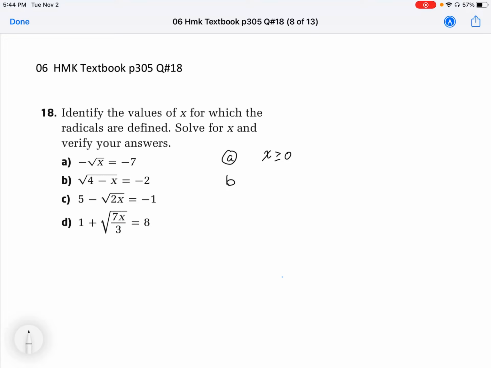For B, the restriction will be the inside, 4 minus x, must be greater than or equal to 0. Well, that means that x must be less than or equal to 4. Okay, and that would then be our restriction for B.